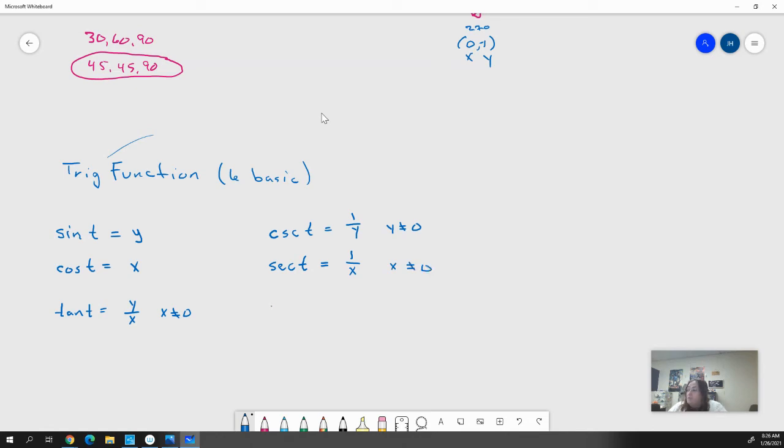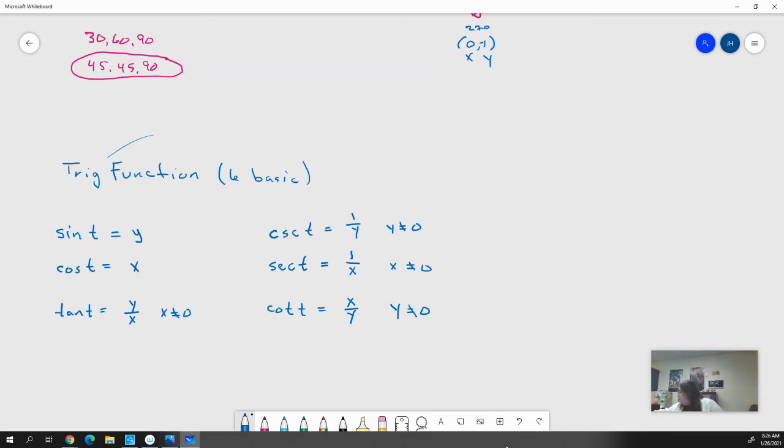The last one we have is cotangent. So if we had cotangent of t, that would just be x over y. Right? Technically, it's 1 over y over x, but when we solved that fraction all out, it would come out to just x over y. And now y can't be equal to 0. And why would we want to know all of this? Well, we can evaluate our functions based on that.